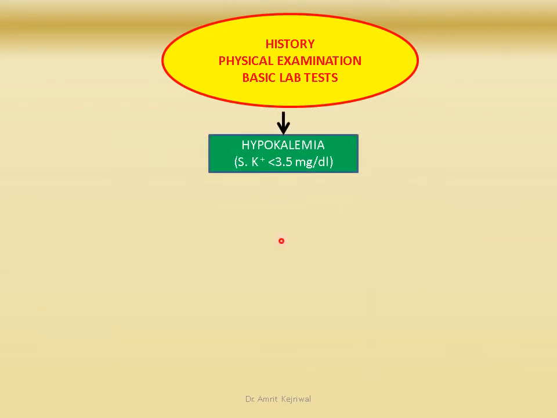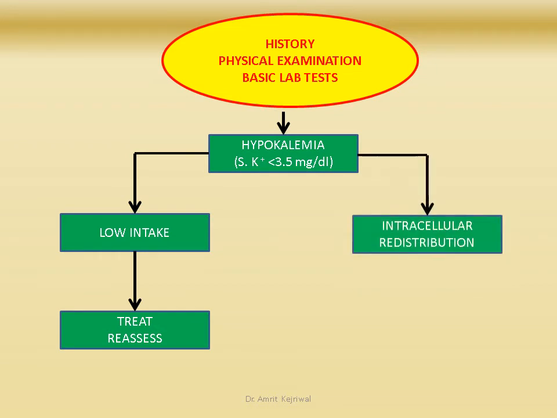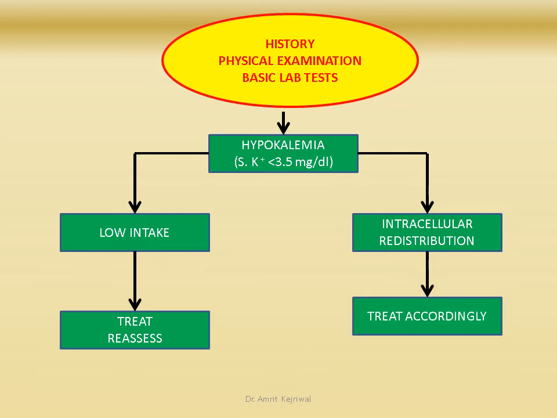Coming to the same, serum potassium less than 3.5 milligrams per deciliter. If there is a low intake, you treat and reassess the patient. If there is intracellular distribution, we've gone through the various causes such as insulin, head injury, or alcohol withdrawal, for example, you treat accordingly. Now after the history, physical and basic lab tests, other causes are ruled out which have been discussed previously.